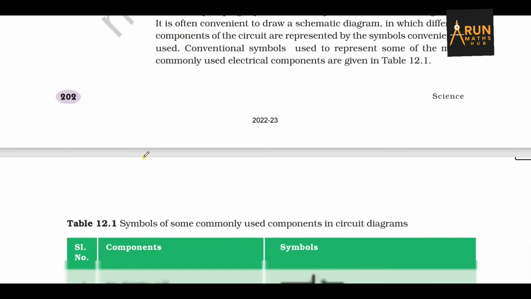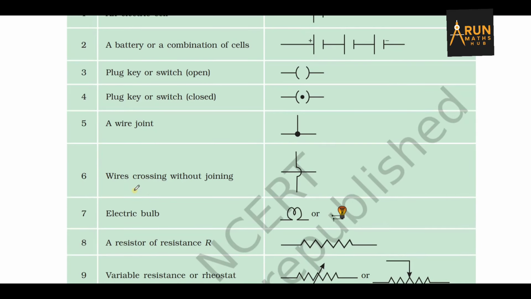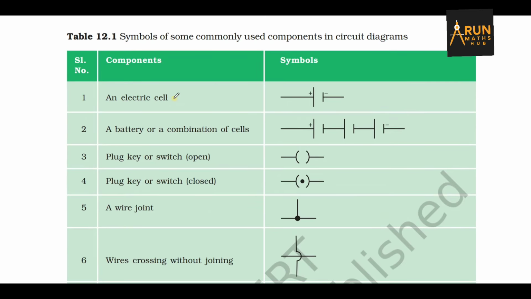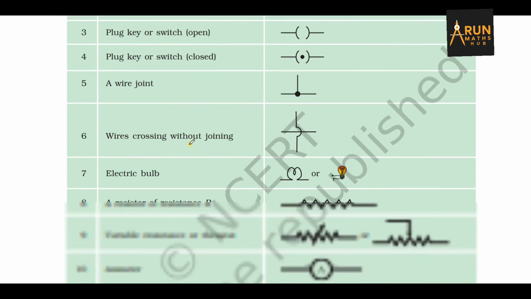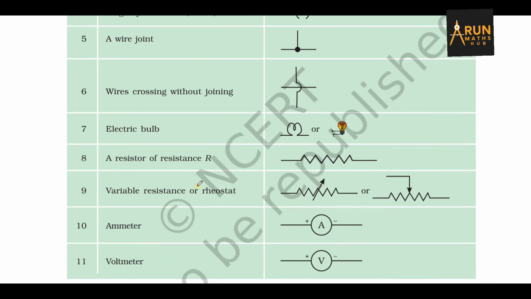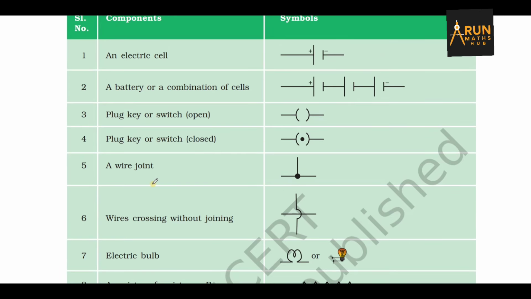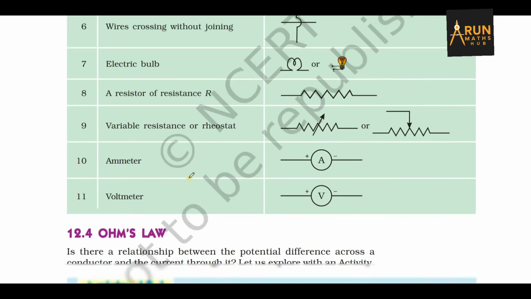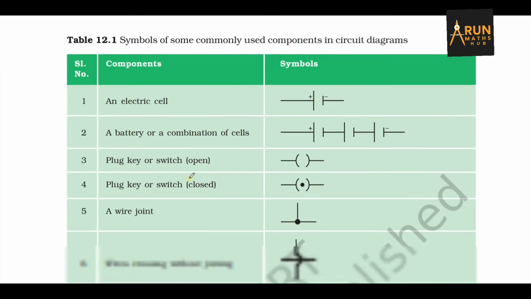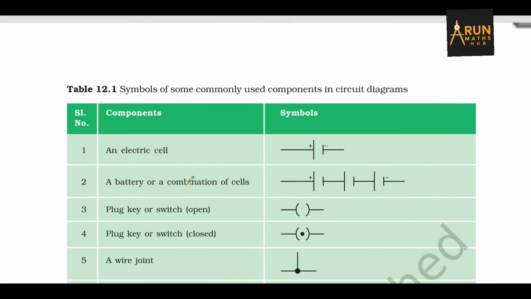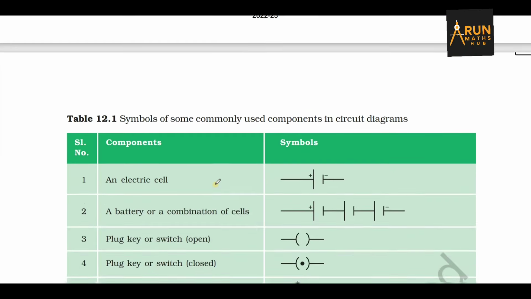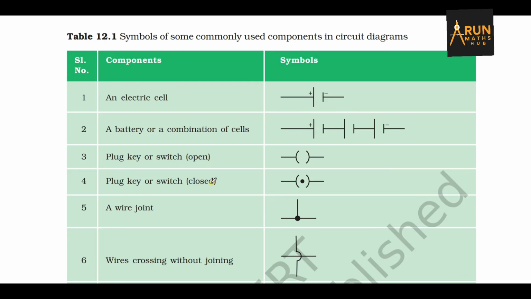Next, circuit symbols. You can expect definite circuit symbols for 1 mark. You can go through all the circuit symbols, whether it is resistance, ammeter or rheostat, wire joint, crossing without joining, switch open, close, cell, battery. All these are important. Students, if you go through the textbook, it will be very easy to study and score good marks in science.